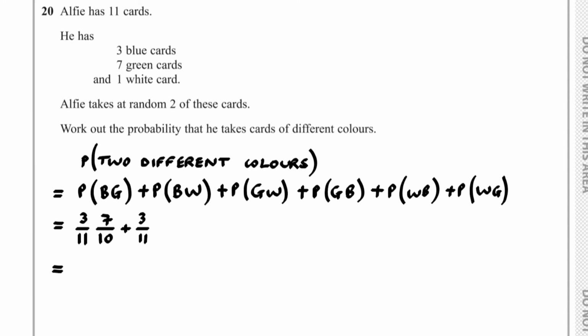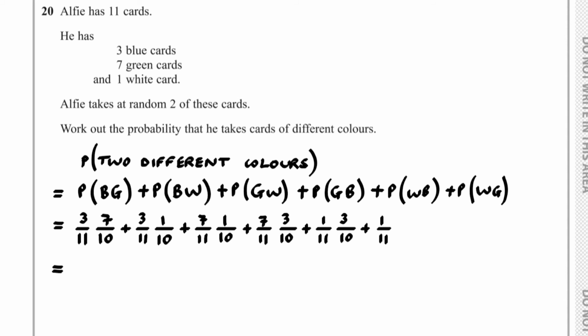Blue and then white, well, we've got 3 over 11 times by 1/10. And then green and white, we've got 7 over 11 times by 1 over 10. Then green and blue, we've got 7 over 11 times by 3/10. Then white and blue, so we've got 1/11 times by 3/10. Then white and green, we've got 1/11 times by 7/10.